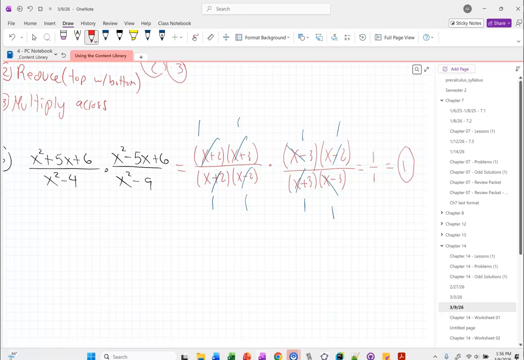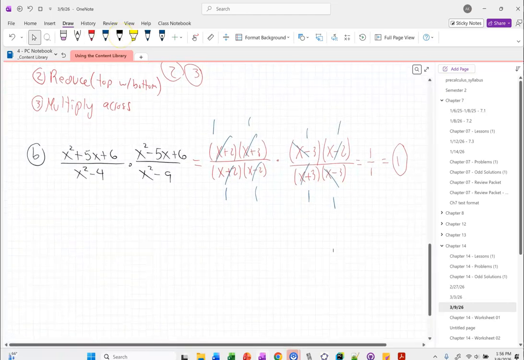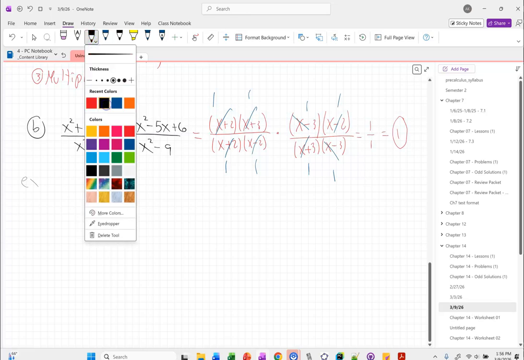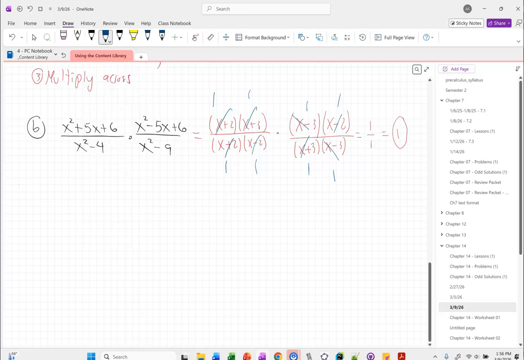Does everybody feel okay on this? Do you remember doing this? Did you do this last year? It's the hope. Okay. Next example. Let's do division. Okay. We're gonna do this as numbers first, right?